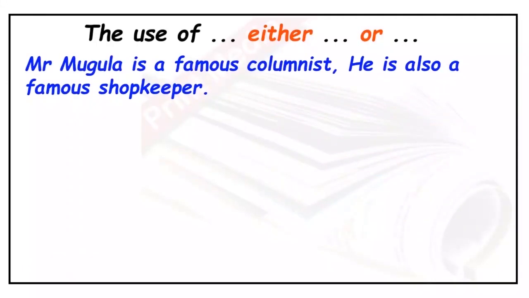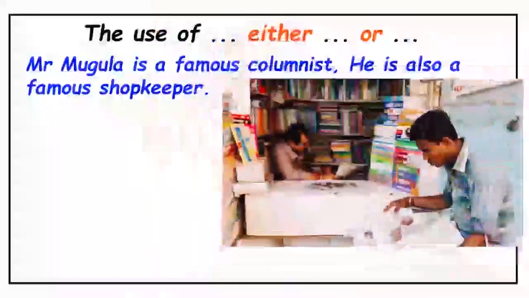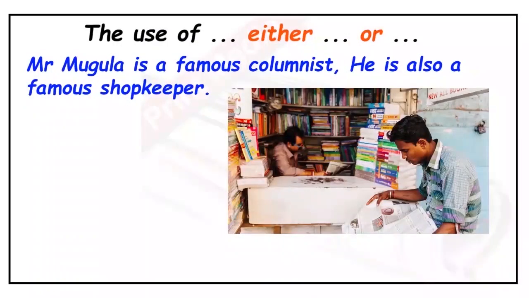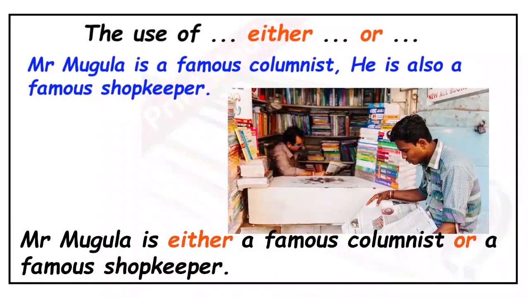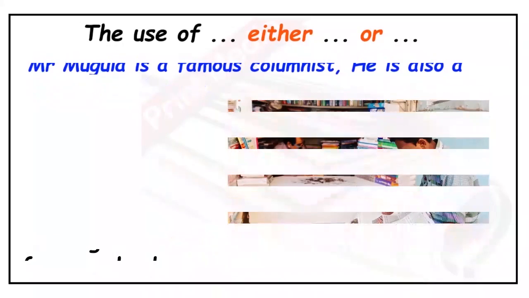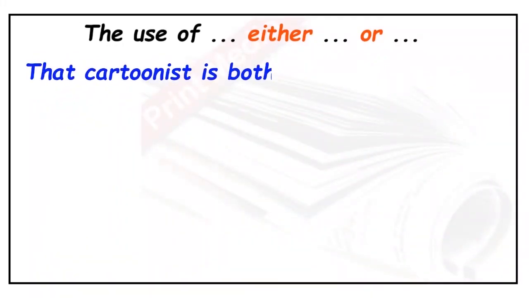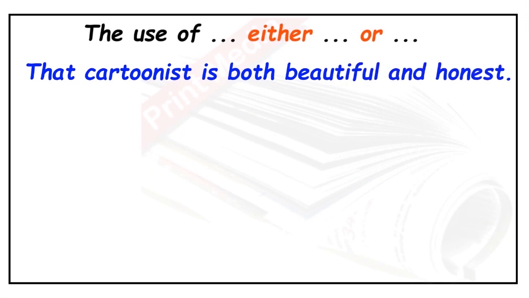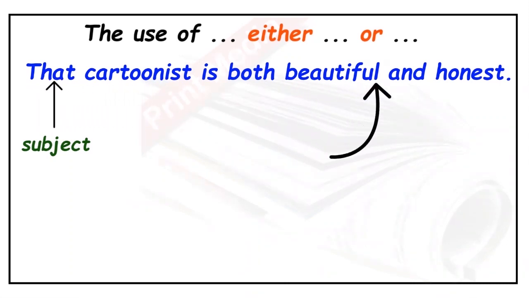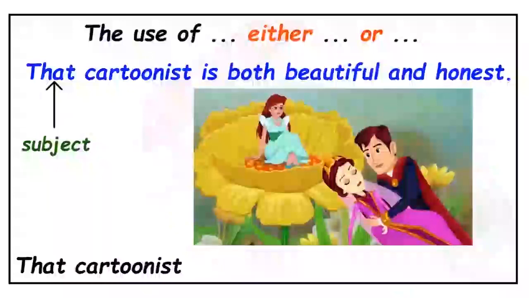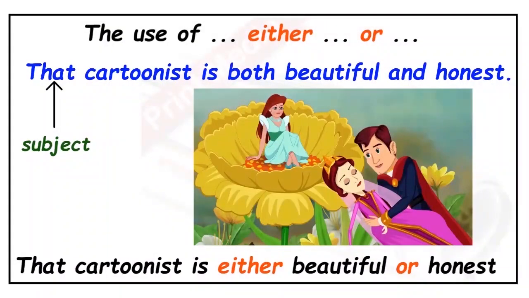Mr. Mugula is a famous columnist, and is also a famous shopkeeper. The answer here will be, Mr. Mugula is either a famous columnist or a famous shopkeeper. I have another example here for you. That cartoonist is both beautiful and honest. So which means we have one subject, that cartoonist, but both beautiful and honest. Here we shall say, that cartoonist is either beautiful or honest.